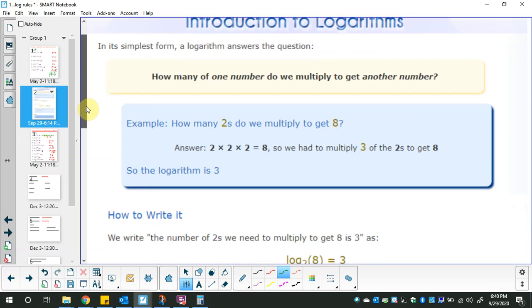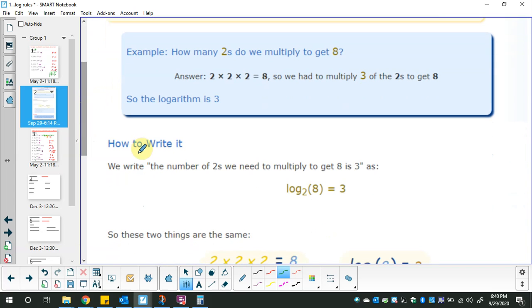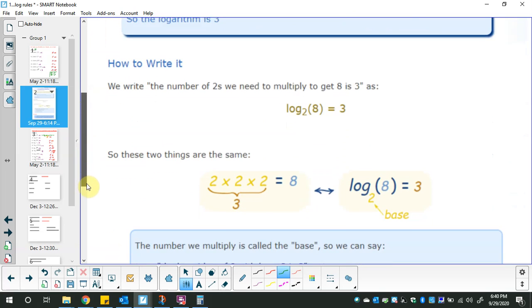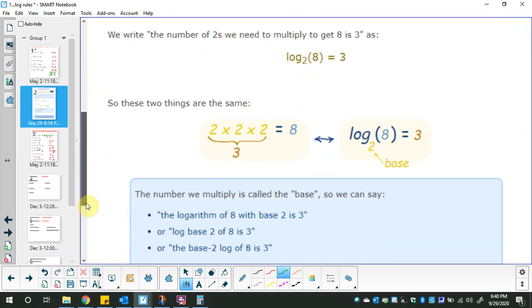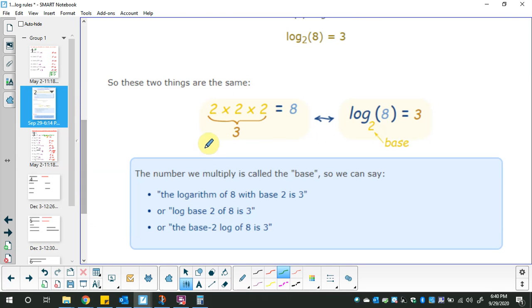Now I cut and pasted a little bit more. So we write this, the number of 2's we need to multiply to get 8 is 3. We write it like this, with or without the brackets around the operator. And they're saying that these two things are exactly the same. So if you're counting up the number, you put the number there, you put the answer there, and you put what you were trying to find in a bracket or not.